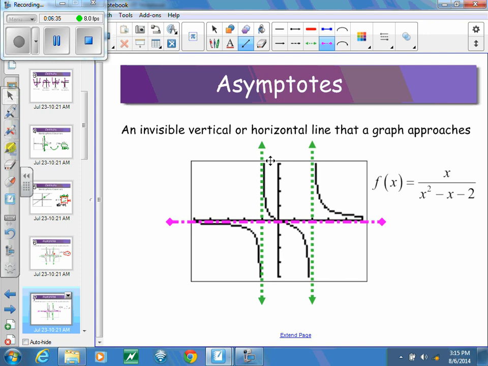What we're going to be looking at with horizontal asymptotes is more so the end behavior, which we'll talk about in a minute, and it tells us what's happening as x gets very large or very small. So with this graph, like the last one, we have three asymptotes: two vertical and one horizontal.